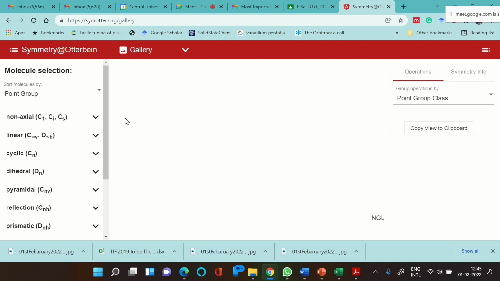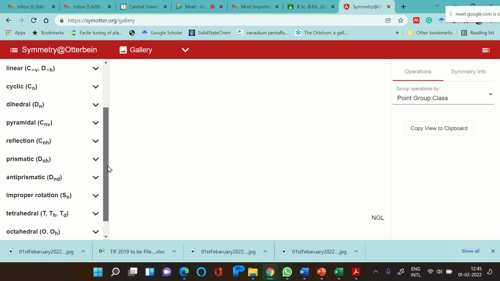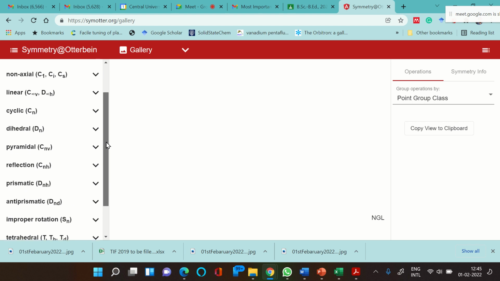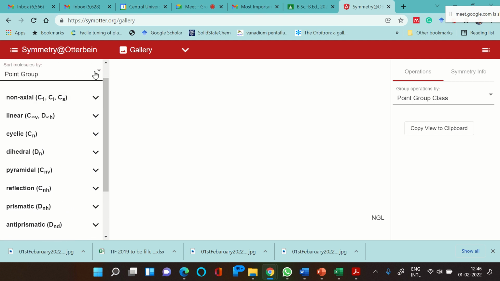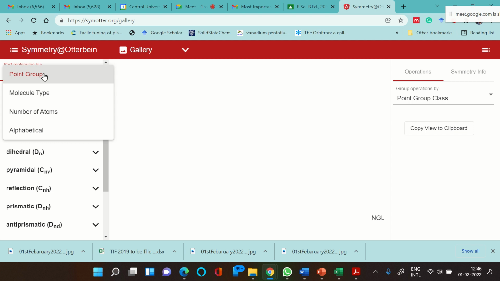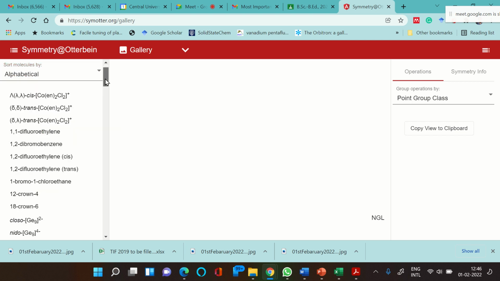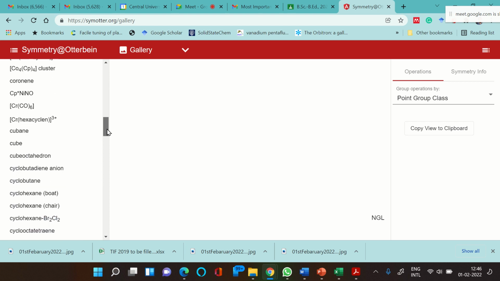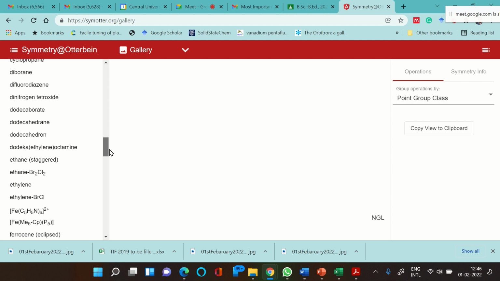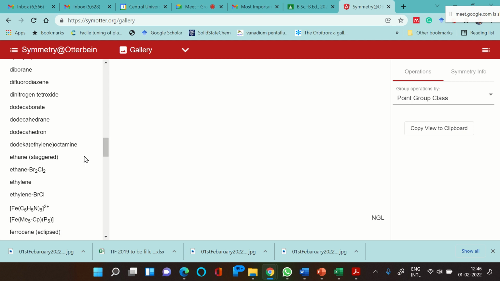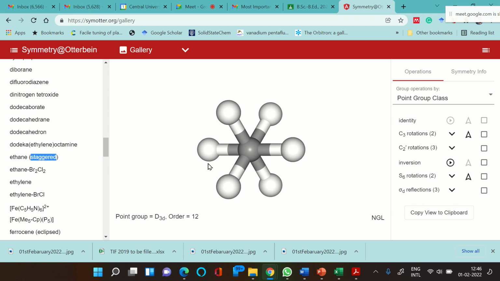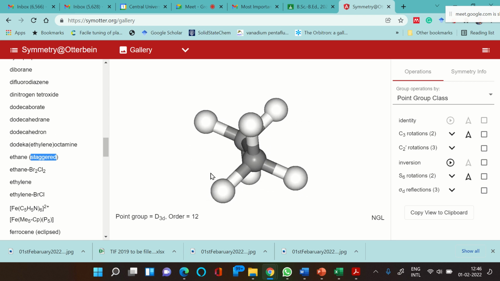So I was telling you about staggered ethane. Go to ethane, staggered ethane. Is it visible? This is your staggered ethane.